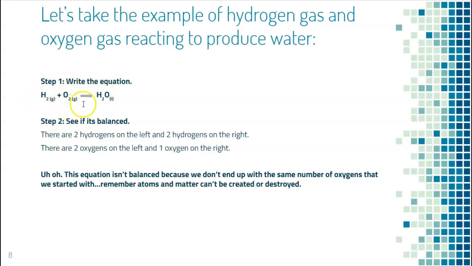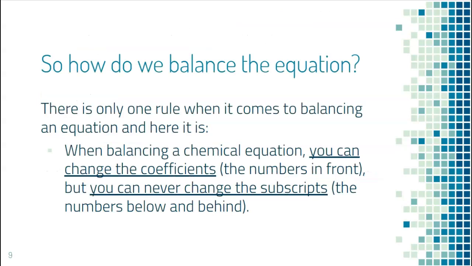Good. O2, I've got 2 oxygens on the left, and uh-oh, I only have 1 oxygen on the right. If I put 2 in, somehow 2 has to come out because it just doesn't disappear. Where did it go? That's not possible. Okay, so now I'm going to need to balance it.